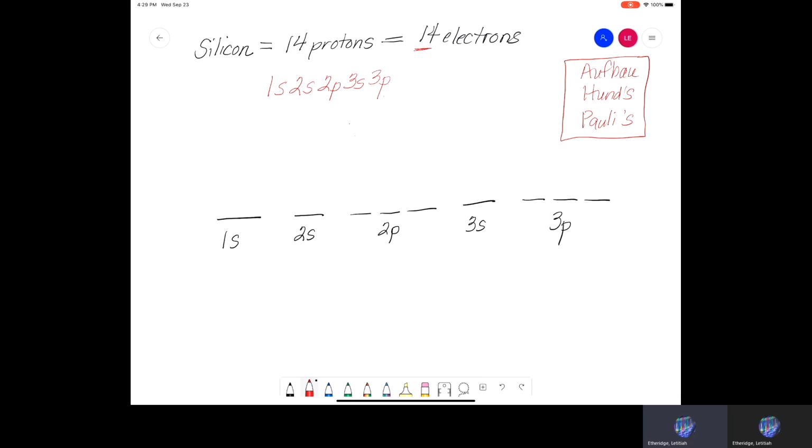So let's add our electrons. First electron comes in, it's going to add into the 1s orbital. It's always going to enter in clockwise, so it's going to be an arrow up.